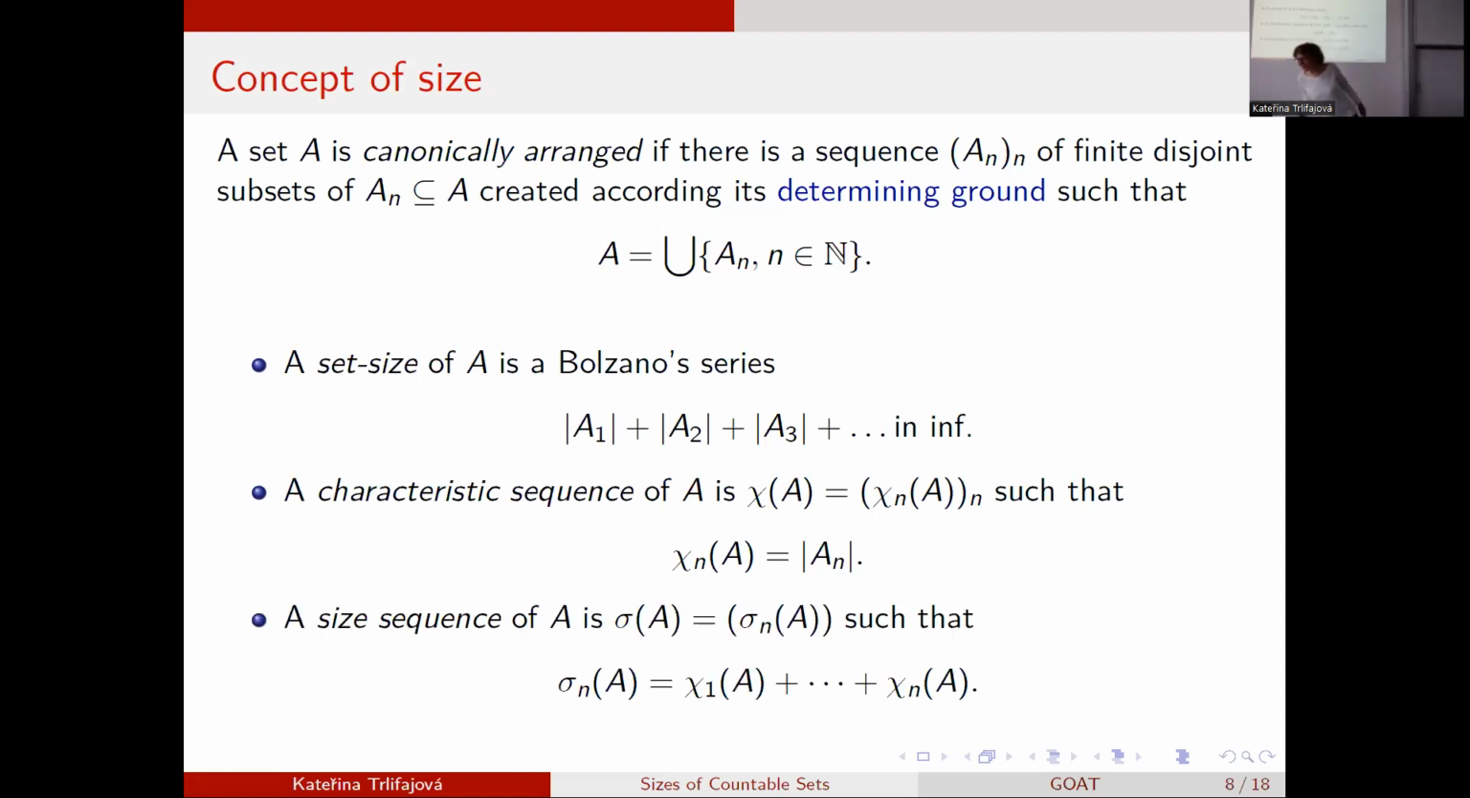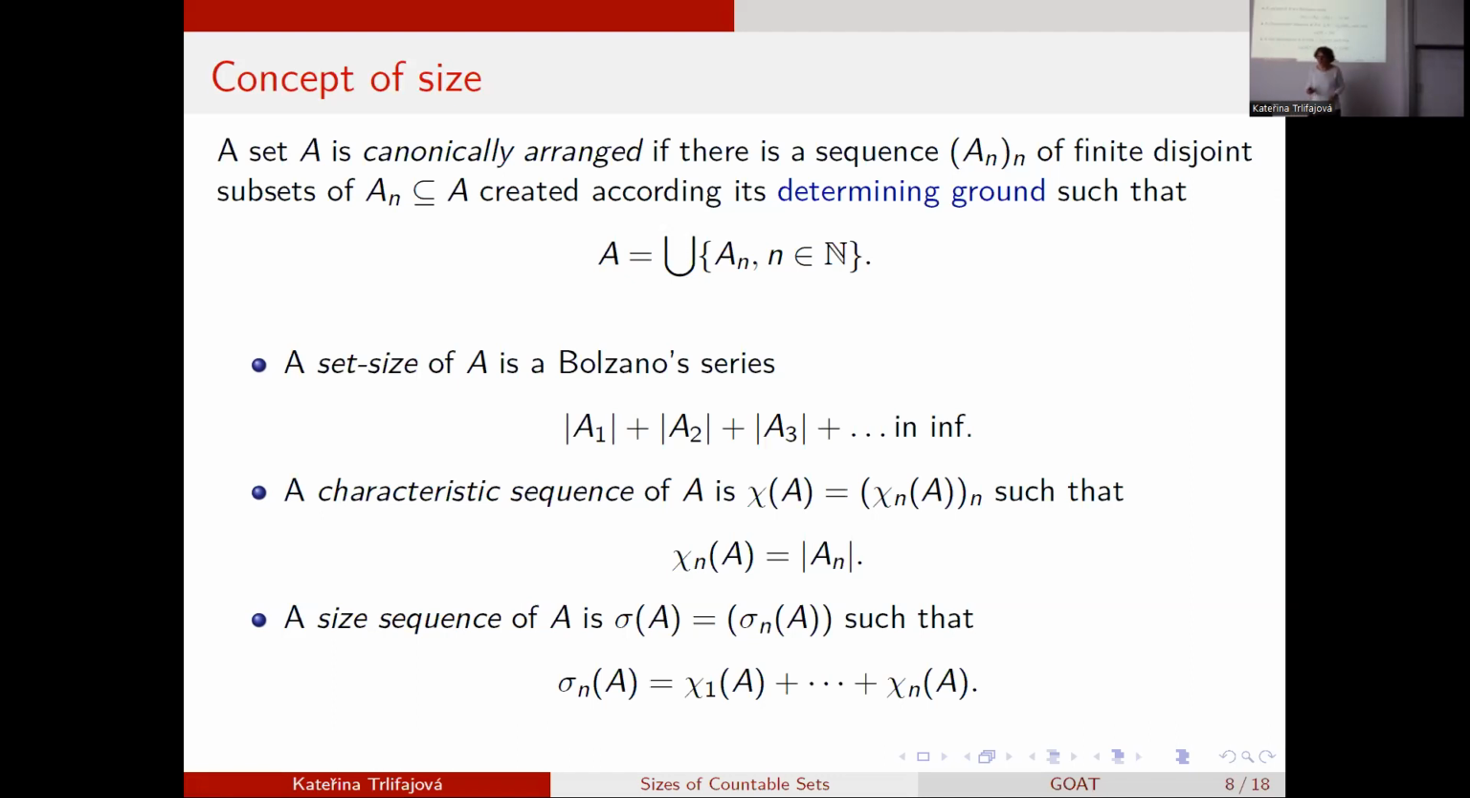And finally, a size sequence is the sequence of partial sums of the characteristic sequence. Here in this case, it would be 2, 2, 4, 4, 6, 6, while here it would be 1, 2, 3, 4, 5. So if this is a canonical arrangement of the natural numbers, then its size could be expressed by this sequence.